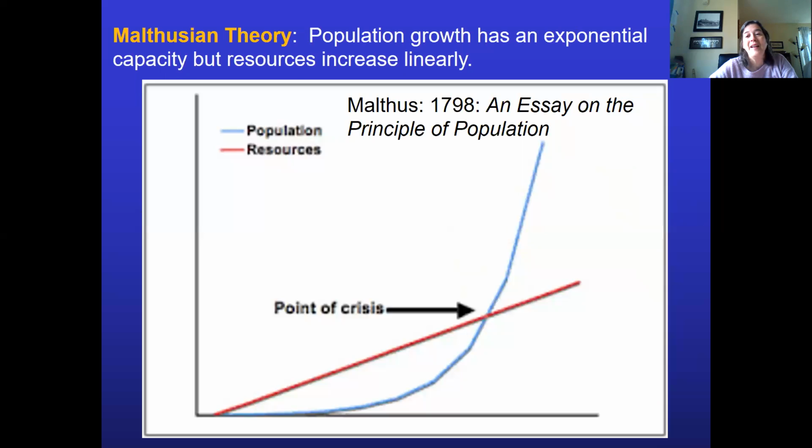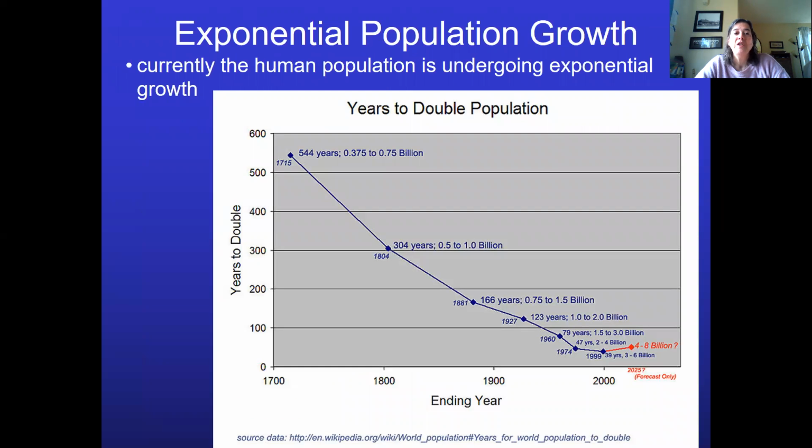Still pretty high. Okay, so Malthusian theory is that population growth has an exponential capacity, but resources increase linearly. This sets up a conflict because you can't keep growing exponentially if eventually your resources are going to limit you. If you look at human growth over time, we have been exponential. This is a strange graph, but it shows years to double the human population, and you can see that over time the number of years it takes the human population to double has decreased and decreased.